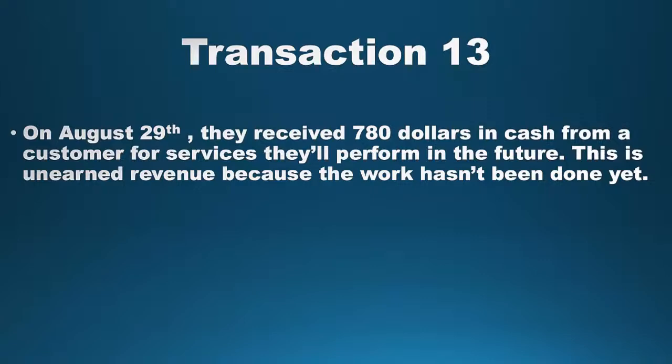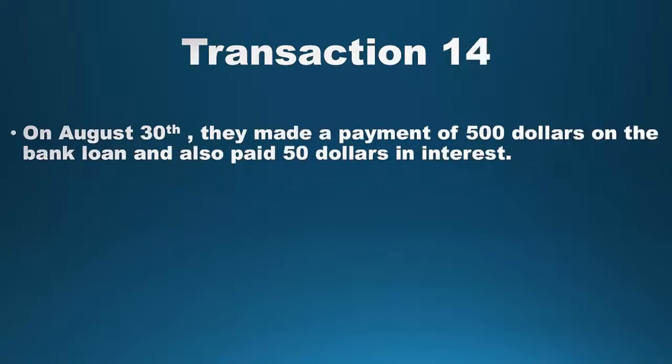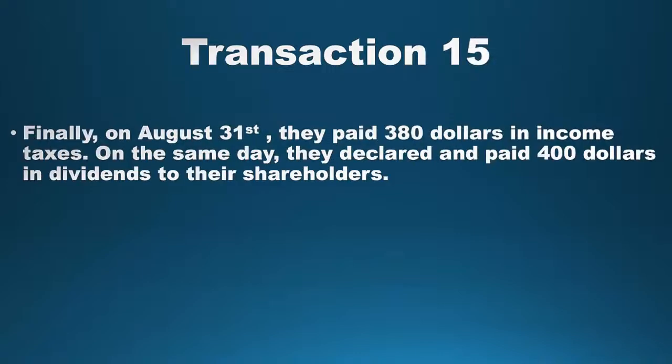13. On August 29th, they received $780 in cash from a customer for services they'll perform in the future. This is unearned revenue because the work hasn't been done yet. 14. On August 30th, they made a payment of $500 on the bank loan and also paid $50 in interest. 15. Finally, on August 31st, they paid $380 in income taxes. On the same day, they declared and paid $400 in dividends to their shareholders. That's quite the list, isn't it?